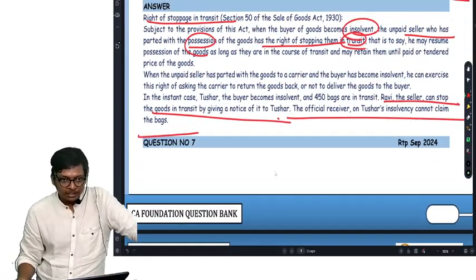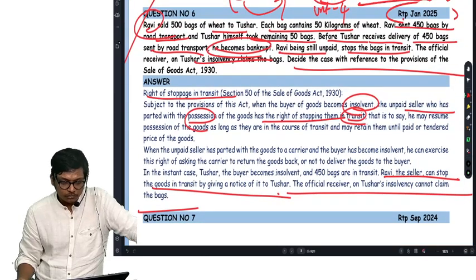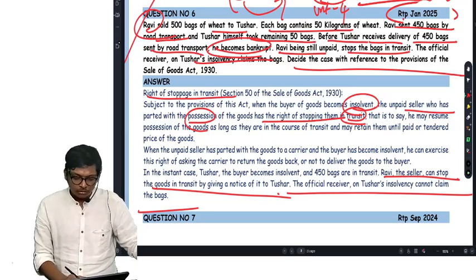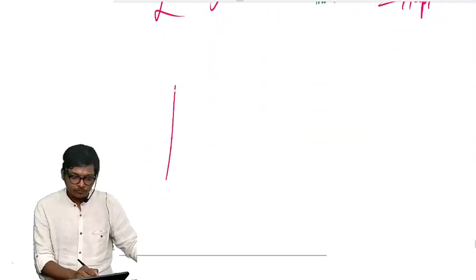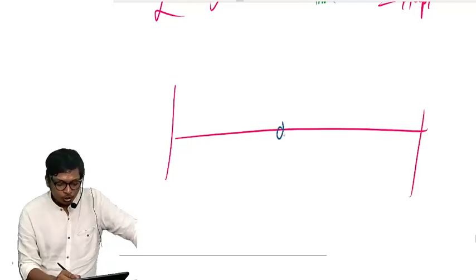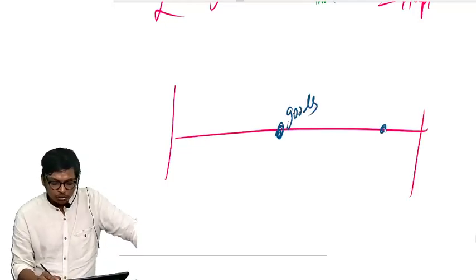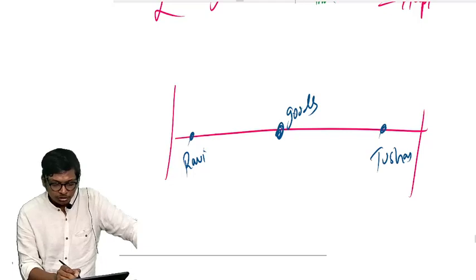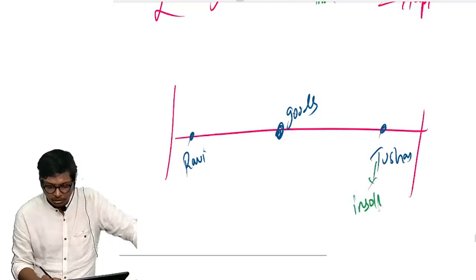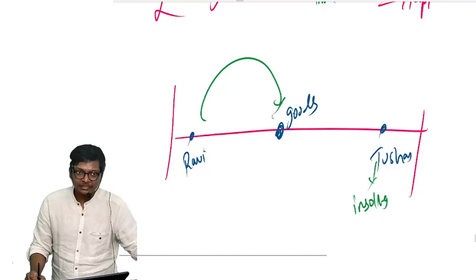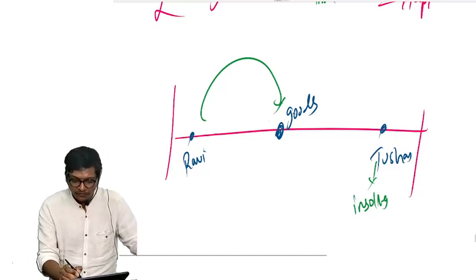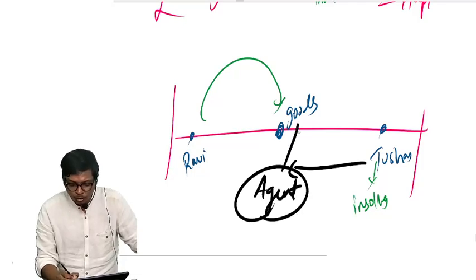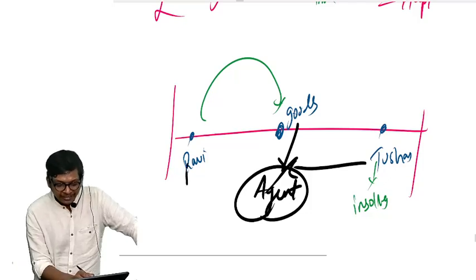Question 6. Moving doubt. So his question is, sir, goods are here, Tushar is here, Ravi is here, and Tushar has become insolvent, therefore Ravi is stopping transit. Here the question is, sir, what if Tushar has an agent, and he quickly went and collected the goods, sir. Now can Ravi get it from the agent?